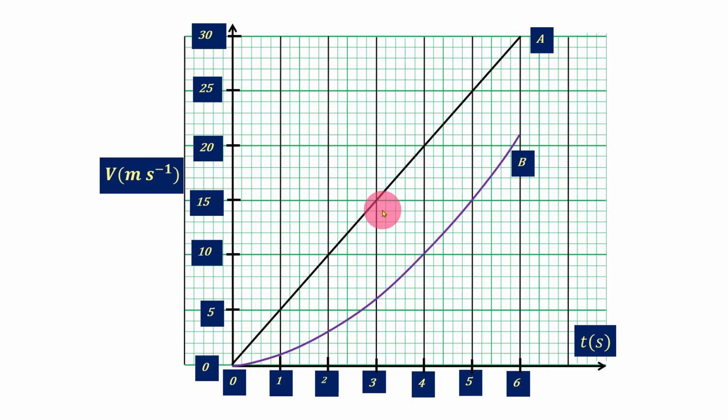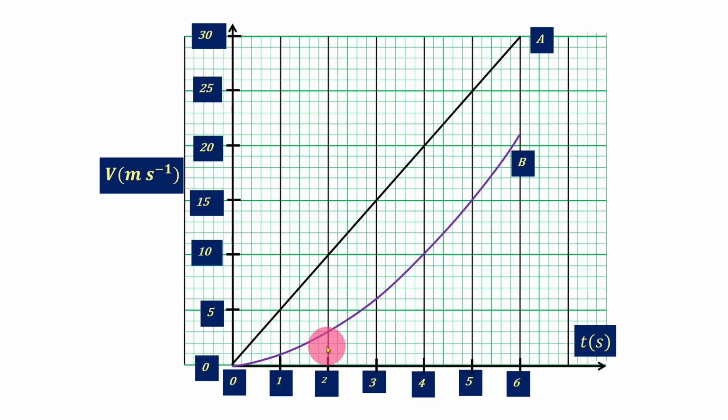So this object is not moving the same way as this object. Yes, both of them started from rest. Yes, both of them move with increasing velocity, and therefore they are accelerating. But the acceleration for A is not the same as the acceleration for B. While A moves with uniform acceleration or constant acceleration or the same acceleration of 5 meters per second squared, object B is moving with an acceleration which is increasing all by itself.